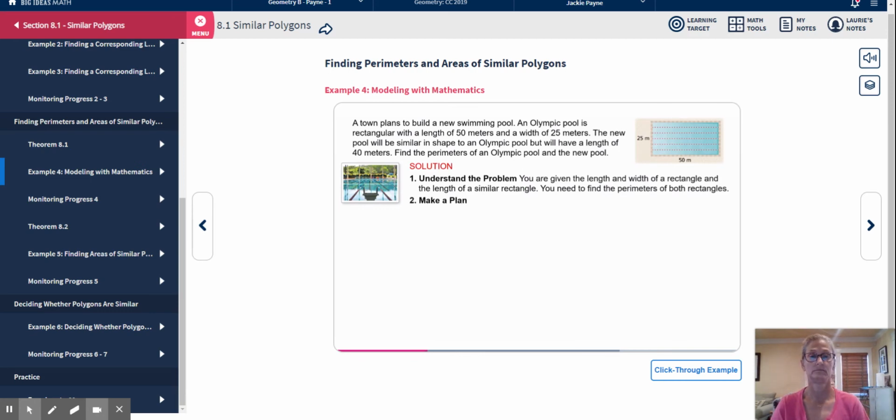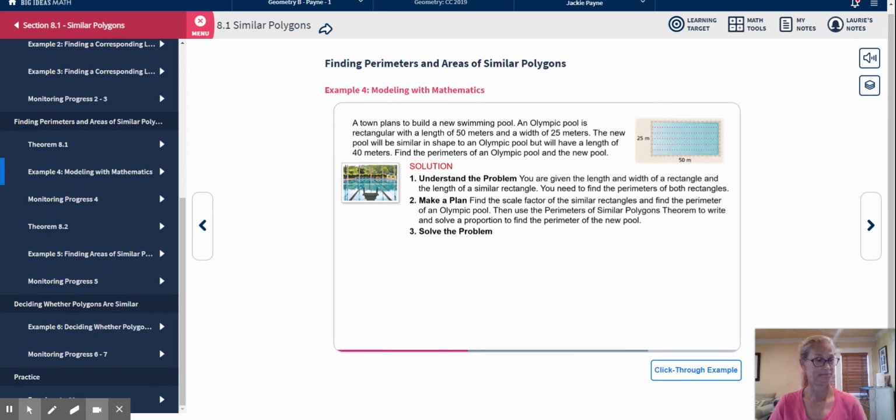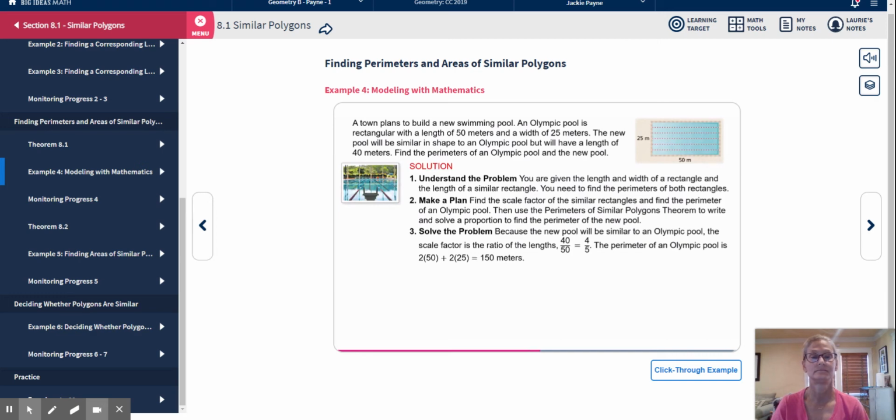Step 2. Make a plan. Find the scale factor of the similar rectangles and find the perimeter of an Olympic pool. Then use the perimeters of similar polygons theorem to write and solve a proportion to find the perimeter of the new pool. Step 3. Solve the problem. Because the new pool will be similar to an Olympic pool, the scale factor is the ratio of the lengths, 40 meters to 50 meters, or 40/50ths, which is equal to 4/5. Because an Olympic pool is rectangular with a length of 50 meters and a width of 25 meters, the perimeter of an Olympic pool is 2 times 50 plus 2 times 25, which is equal to 150 meters.